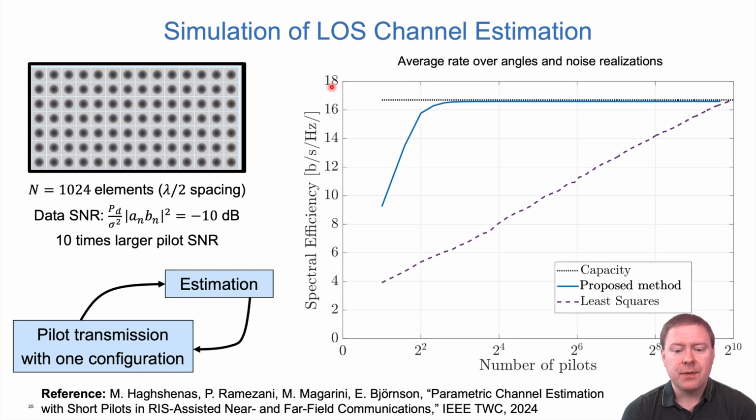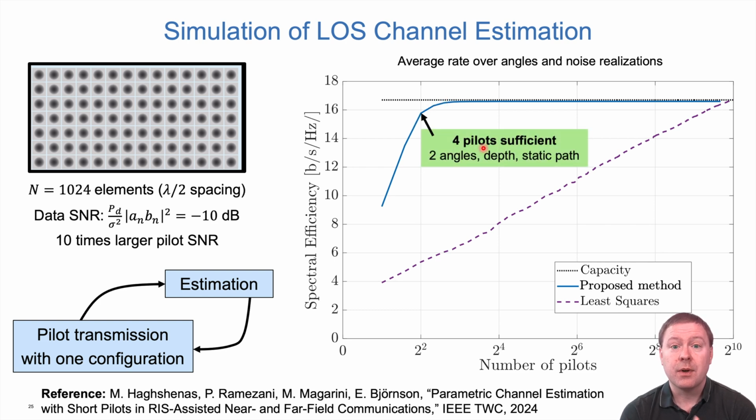Here is then the spectral efficiency in bits per second per hertz that we can deliver depending on how many pilots we are sending. And note here that we use a logarithmic scale because we are going from 2 pilots all the way up to 1024. At the top we have the capacity curve, so this is the best thing that we can achieve if we have perfect channel state information. Then we have our proposed method here, that after 2 pilots has quite decent performance but is still far from the capacity. Then after just a few pilot transmissions, we start to get close to the capacity. And we have 4 pilots that are sufficient in order to get really close to the perfect channel state information case here.